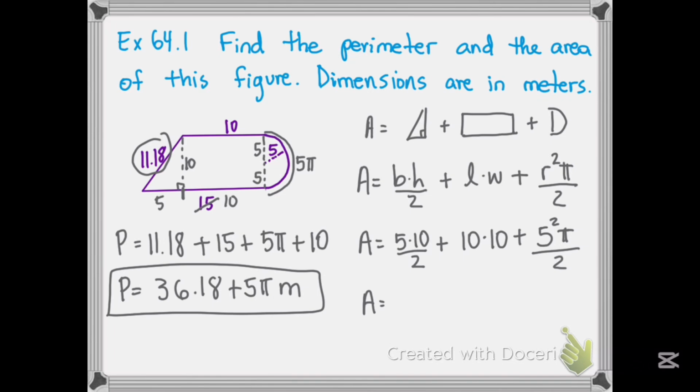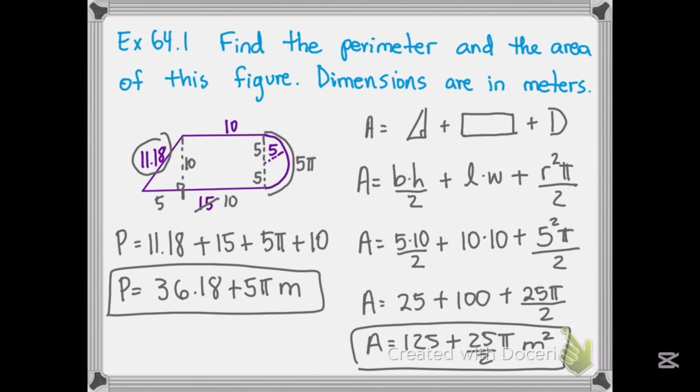If we simplify this, we're going to get 25 here plus 100 plus 25 pi halves, or 25 halves pi. And then we add again only like terms, so we're going to have 125 plus 25 halves pi. And in this case, it's square meters because it's area. And that's it. Very, very simple. If you need to go back and look at this example again, or at least the part of the area, then do so, because it's important that it is clear and that you know what you're doing.